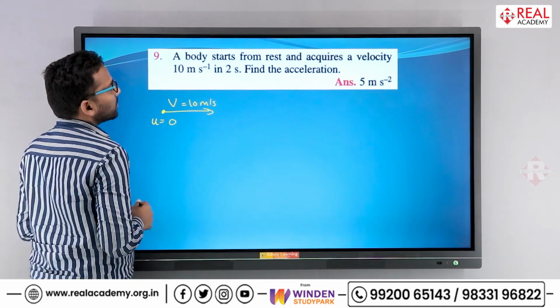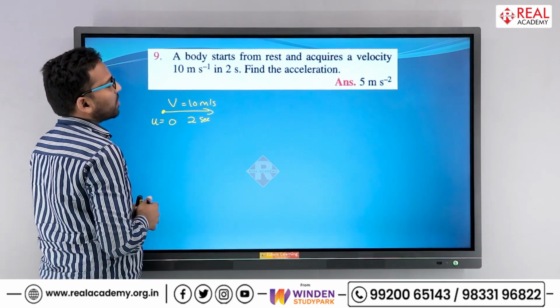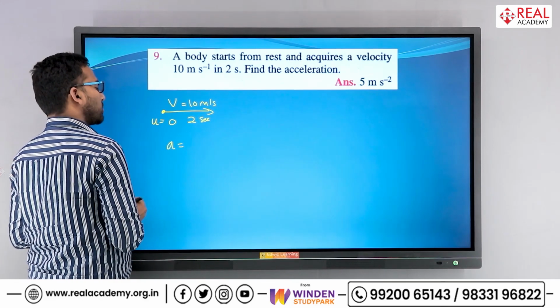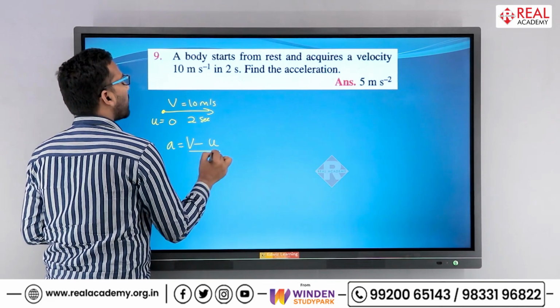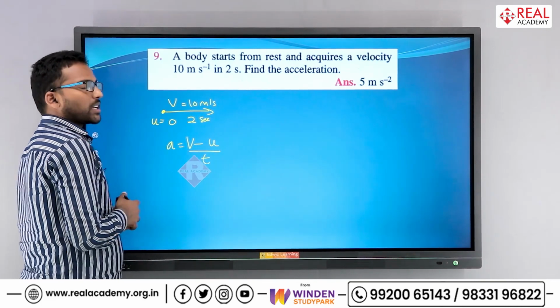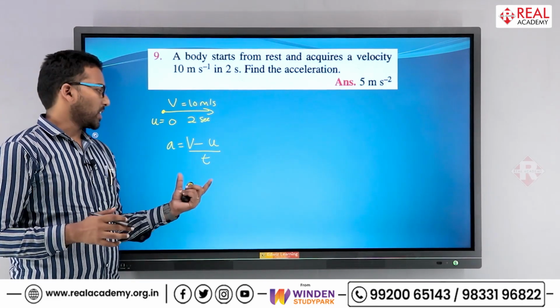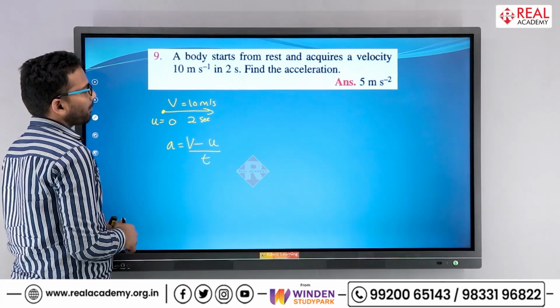This is v, in 2 seconds. Find the acceleration. Very good, sir. So the acceleration formula is v minus u by t. What is the acceleration formula? V minus u by t. The acceleration formula is v minus u by t.